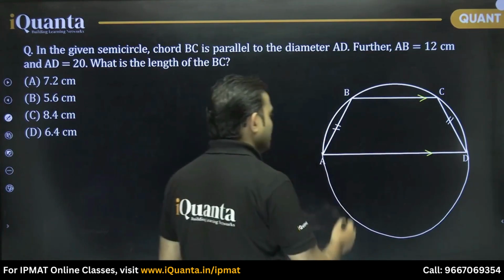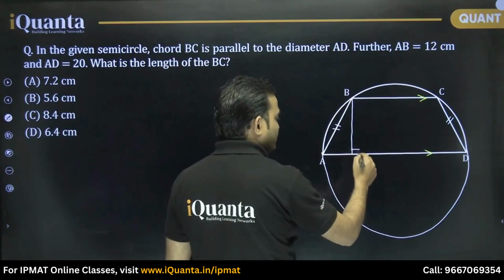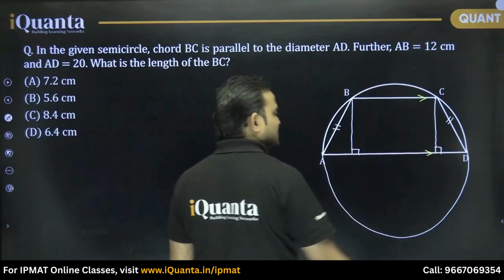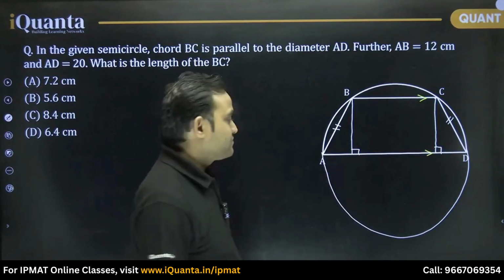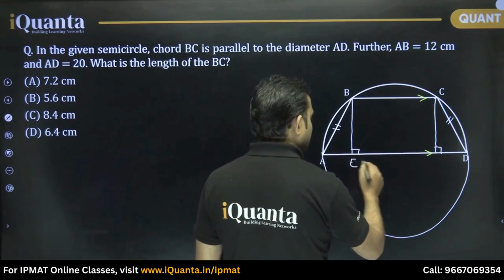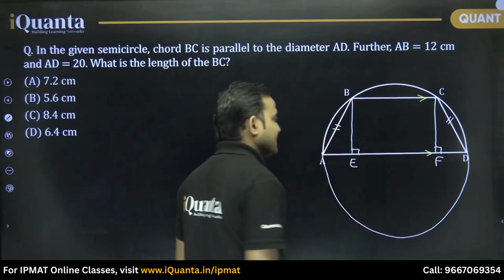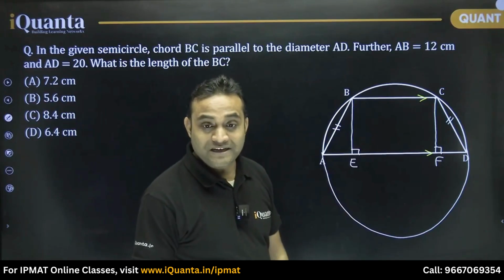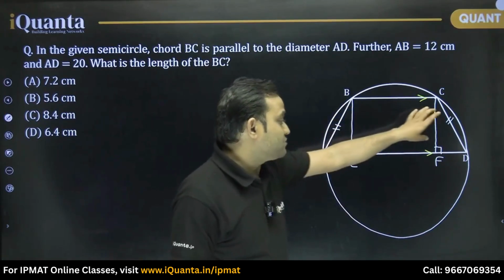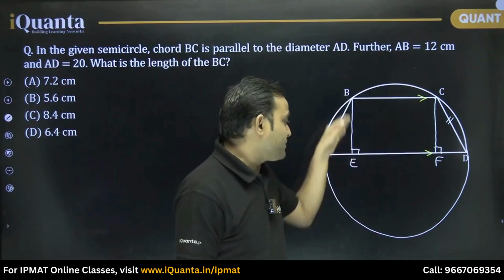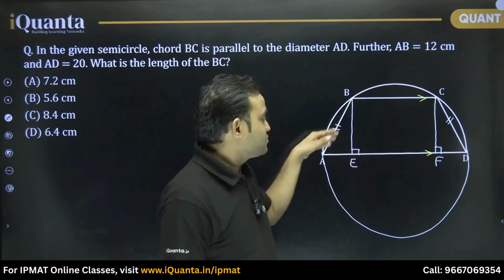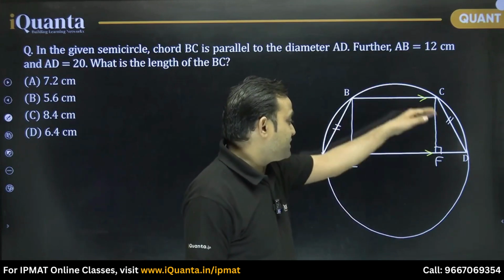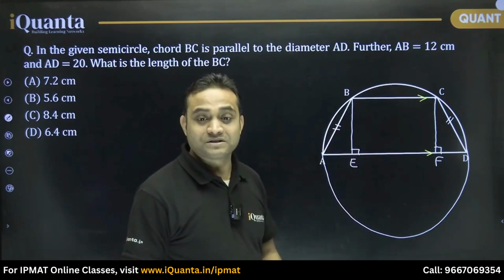Now if I draw perpendiculars between these two parallel sides, these two parallel lines BC and AD, let's say this is E and this is F. Can I say BEFC will be a rectangle? Why will it be a rectangle? Because BE will be equal to CF. Both of them are perpendicular on the same line, so these two will be parallel as well. So that makes BCFE a rectangle.